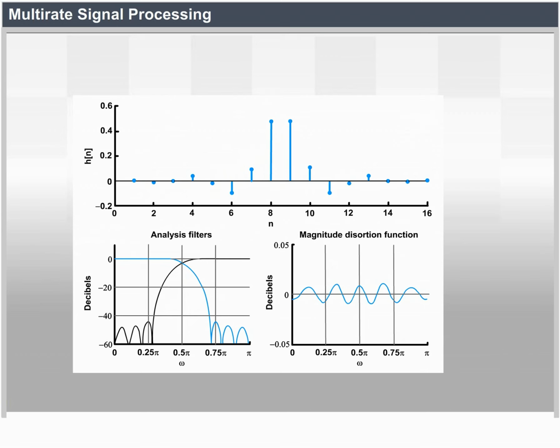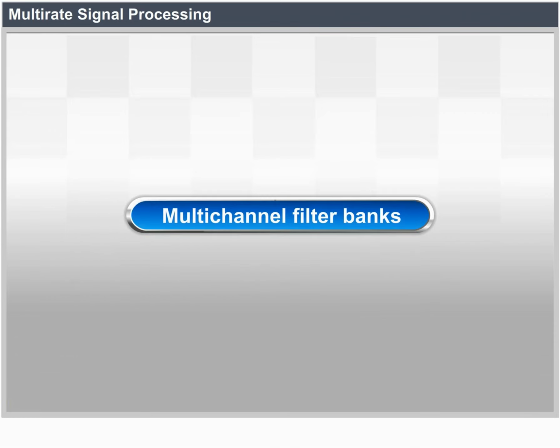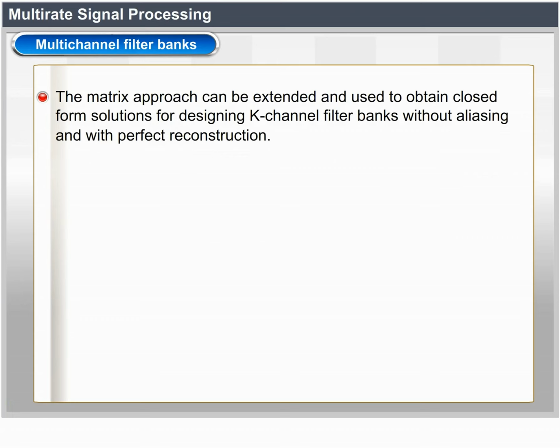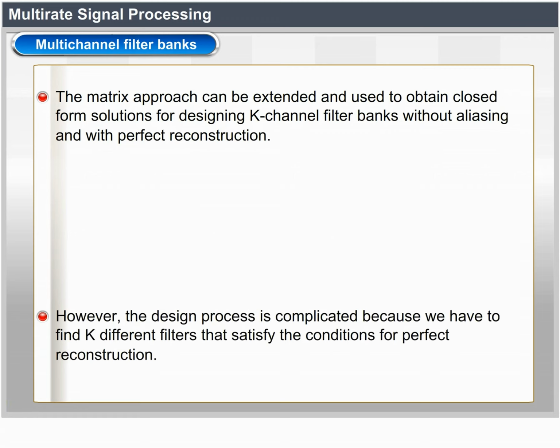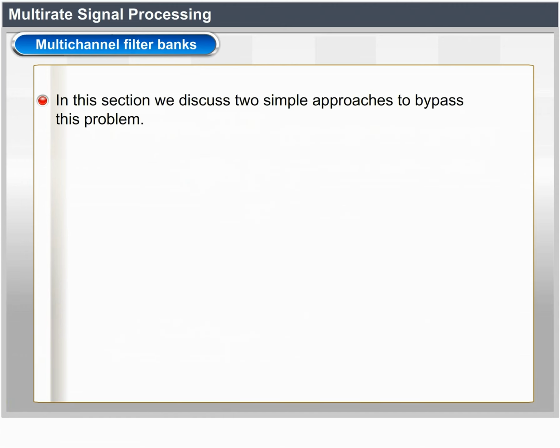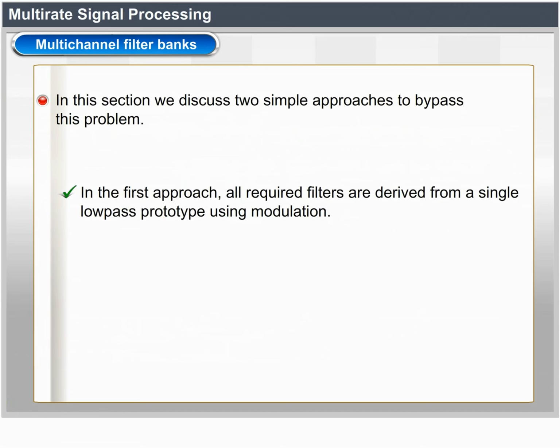Multi-channel filter banks. The matrix approach can be extended and used to obtain closed form solutions for designing K-channel filter banks without aliasing and with perfect reconstruction. However, the design process is complicated because we have to find K different filters that satisfy the conditions for perfect reconstruction. In this section, we discuss two simple approaches to bypass this problem. In the first approach, all required filters are derived from a single low-pass prototype using modulation. In the second approach, we use a two-channel filter bank in a tree structure.